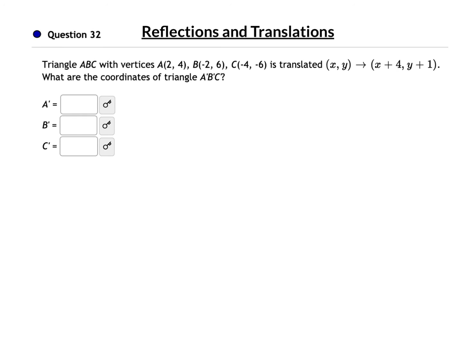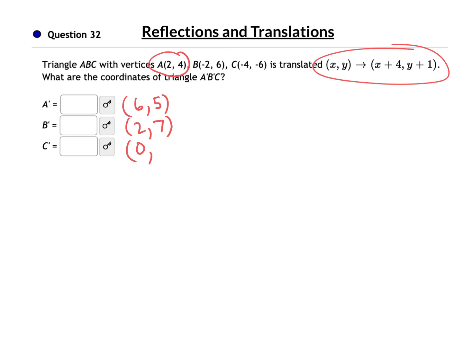Question 32 is a quick one. Here we have a transformation that is a translation. It's going to increase x by 4 and y by 1. Take these points, increase x by 4. A prime will be 6. Increase y by 1, 6, 5. B prime, increase x by 4 will be 2. Increase y by 1, 7. C prime, if we add 4, x is 0. And increase y by 1, we get negative 5.